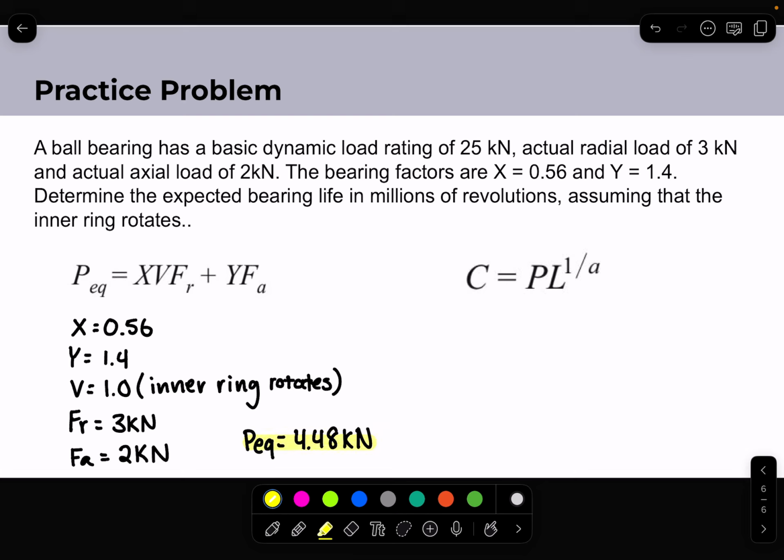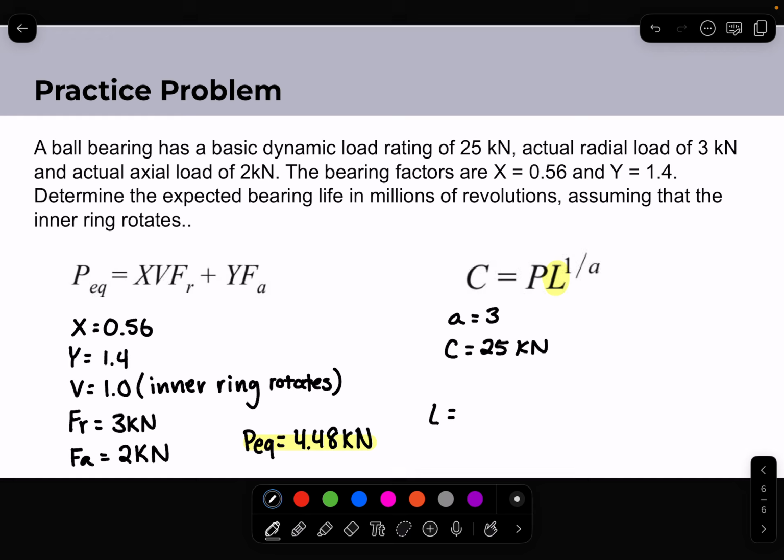Okay, now I can go into step 2 of the problem, which is to actually determine expected bearing life in millions of revolutions. Since we have a ball bearing, A is going to be equal to 3. We're provided the basic dynamic load rating, which is C, of 25 kilonewtons. And we solved for P in the first step of the problem. So now let's rearrange for L, that's what we want to know, and plug in.